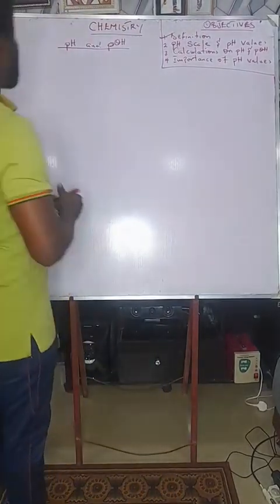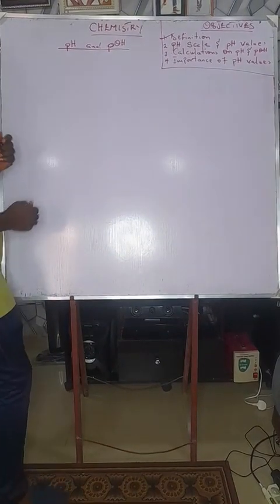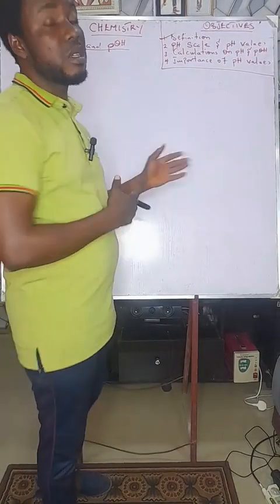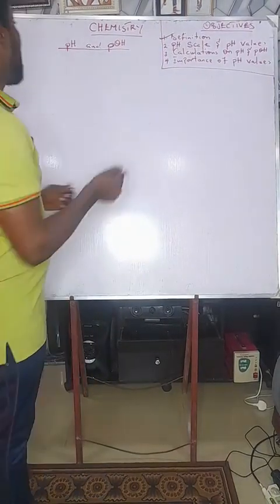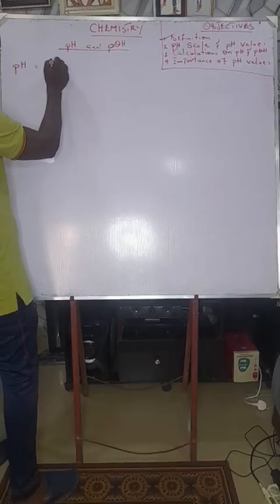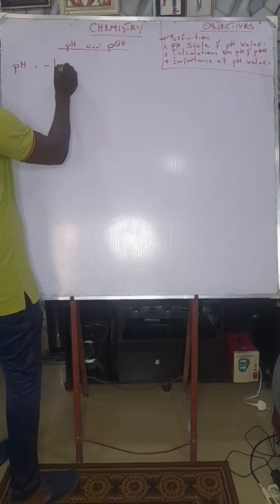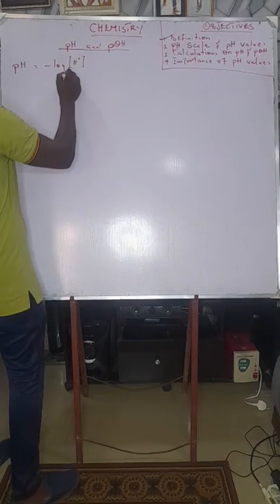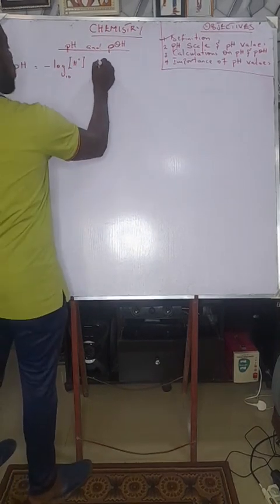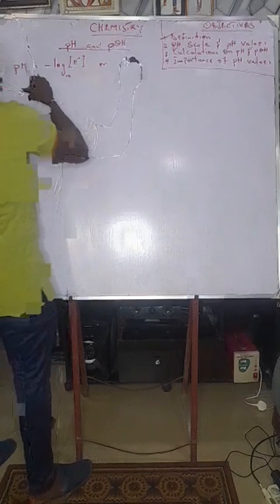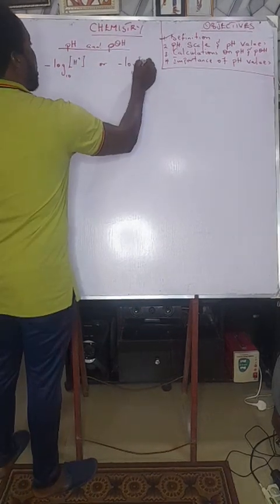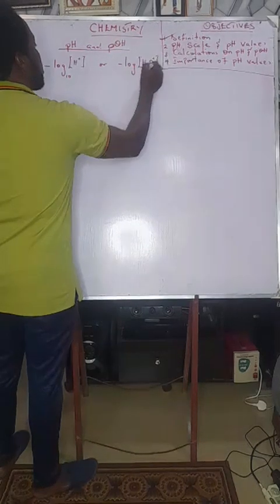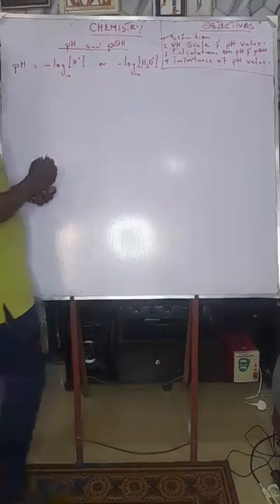Now, the mathematical definition of pH, please, I want you to focus on this formula. It is very important because we will be making use of this formula in our calculation. pH is equal to the negative logarithm of hydrogen ion concentration to base 10, or the negative logarithm of hydronium ion concentration to base 10. Now look up.